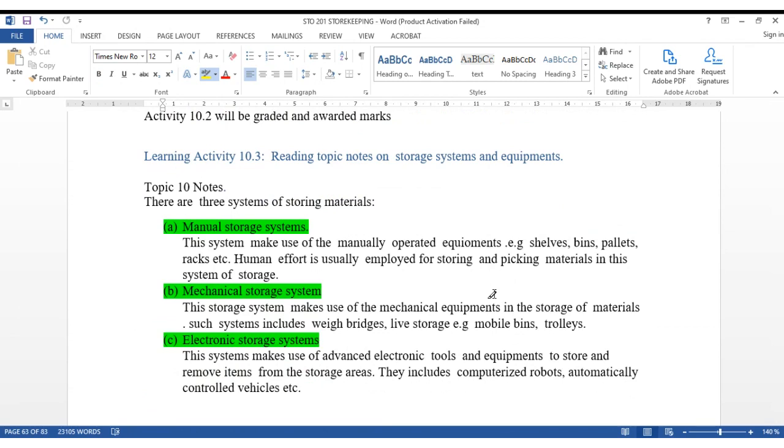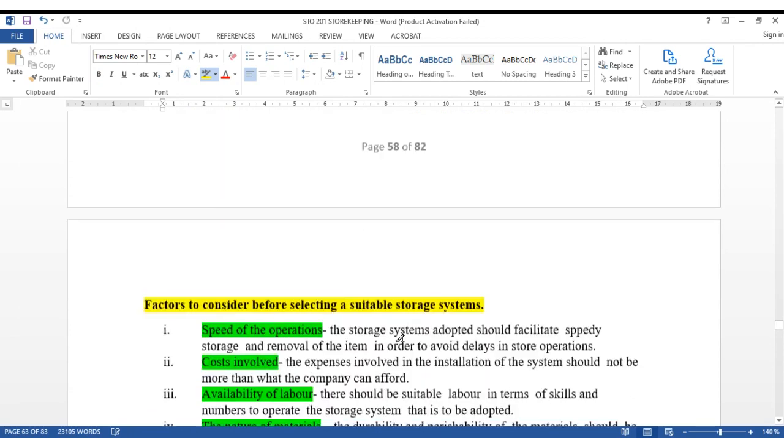The third system that you're going to look at is the electronic storage system. And this system makes use of advanced electronic tools and equipment to store and remove items from the storage area. They include computerized robots, automatically controlled vehicles, or even conveyor belts.